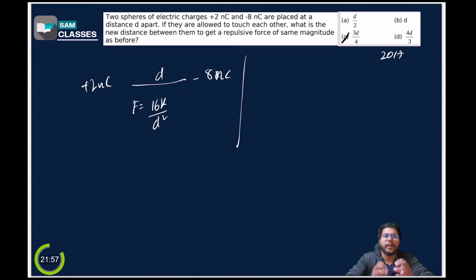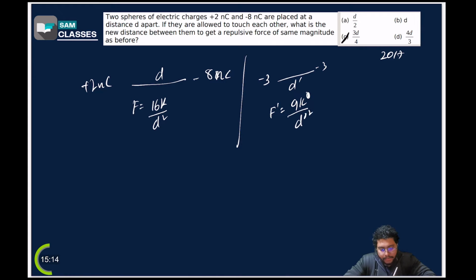Two charges, whenever they touch each other, what will happen? The charge will distribute in such a way that both have equal charge. So minus 3, minus 3, separated by d dash distance. So F dash is equal to 9k by d dash square. Done. Now I'll equate this and get the answer.